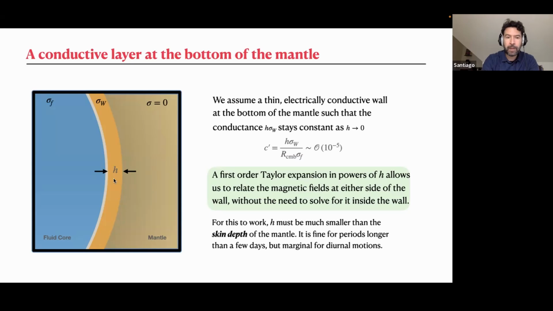So we have a parameter called C prime that is basically the conductance ratio between the mantle and the core. And if you assume that the conductivities of both are the same, then this ratio will simply be the height, the width of this conductive layer at the bottom of the mantle. So this we can do easily in the code in our numerical approach. It's not very difficult, given that you can do this as a boundary condition without the need to solve for the induction equation in the layer itself.